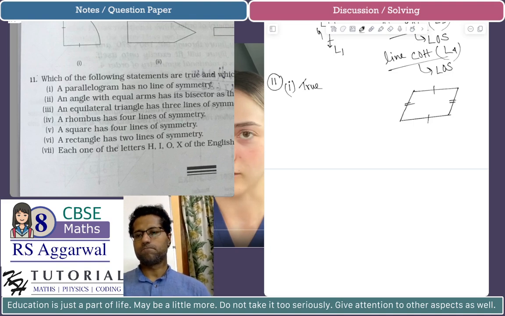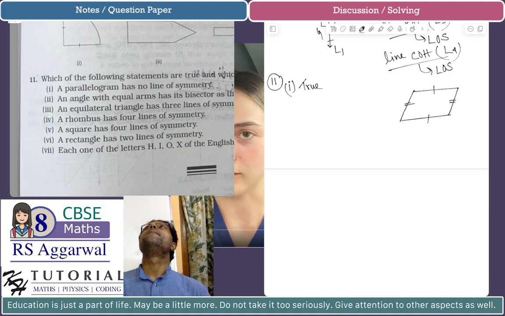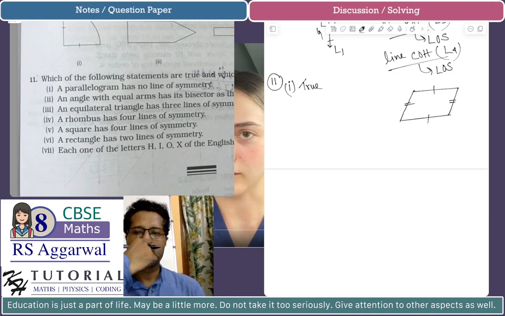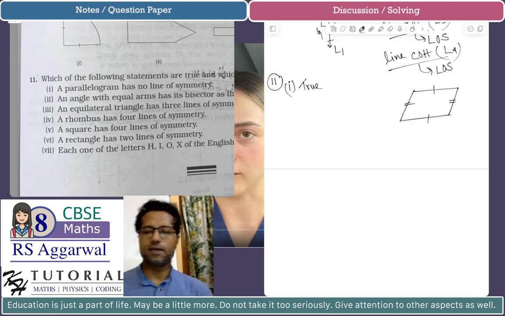Parallelogram. What can be? The diagonals. Can the diagonals of a parallelogram be a line of symmetry?